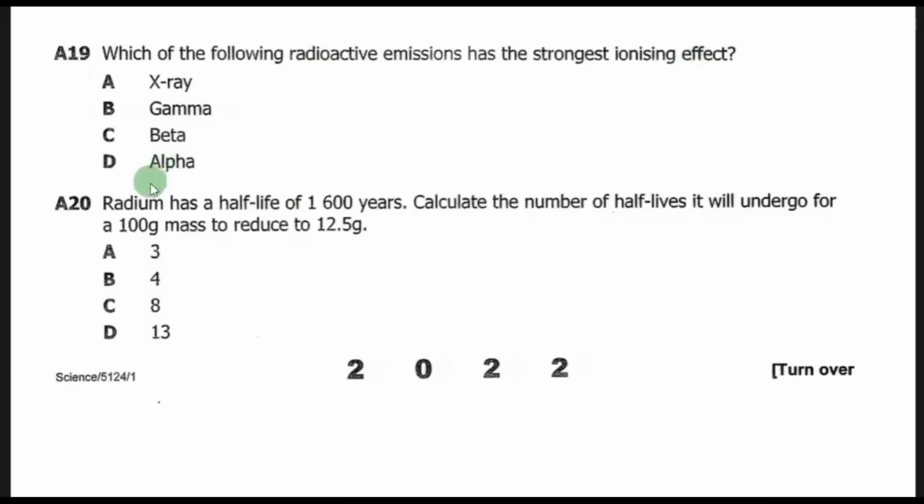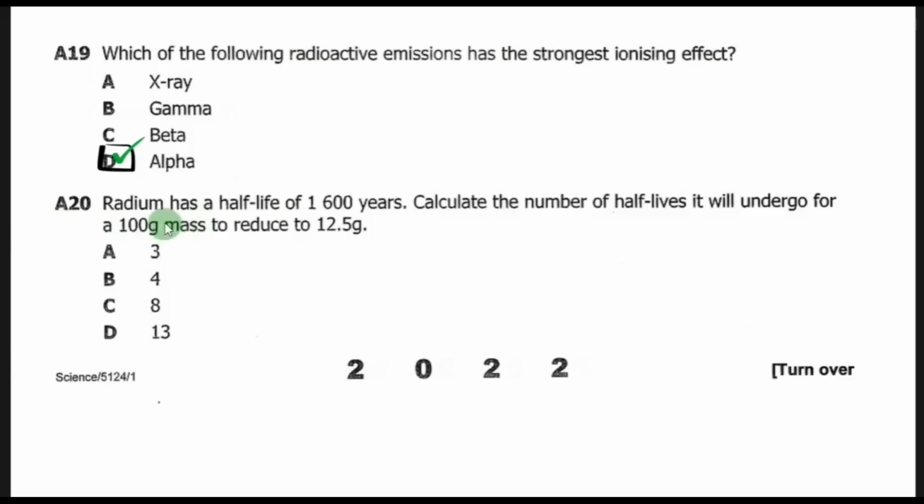In fact, the one with the strongest ionizing effect among these four is actually alpha particles. Alpha particles are positively charged and they're heavy, so when they move they knock off electrons from particles they come across. Because they are positive, they attract those electrons, making those other atoms charged, or ionizing them. So let's now answer 20.